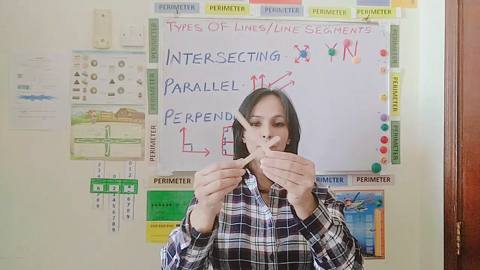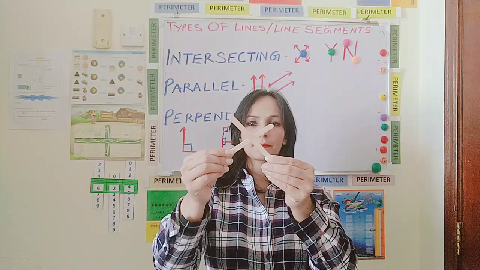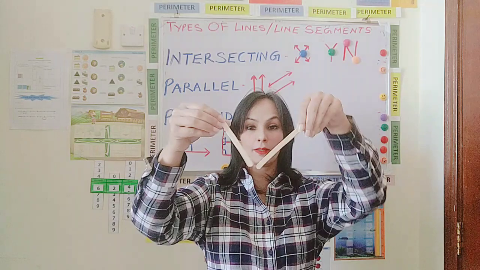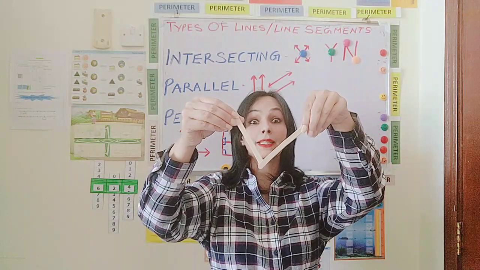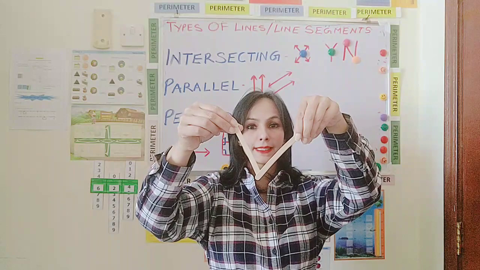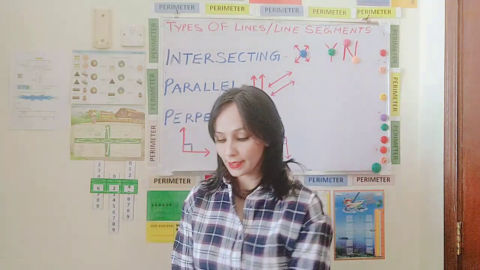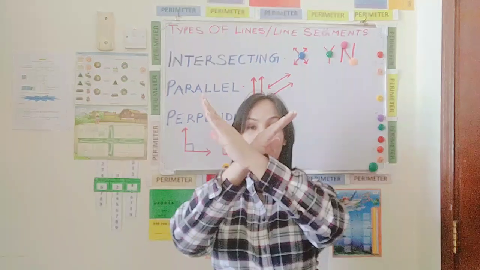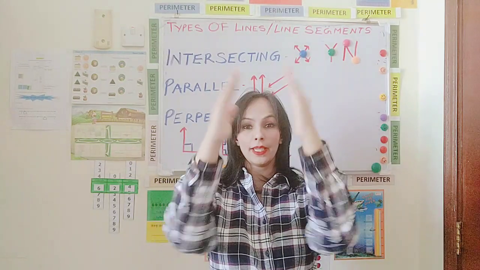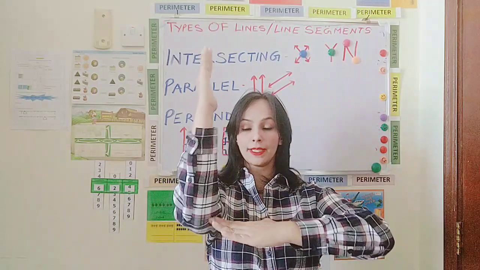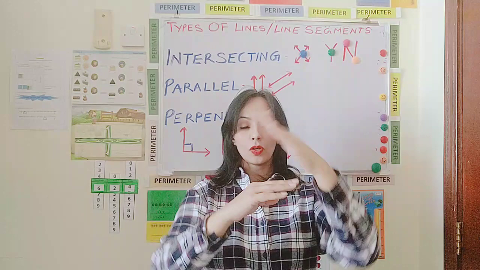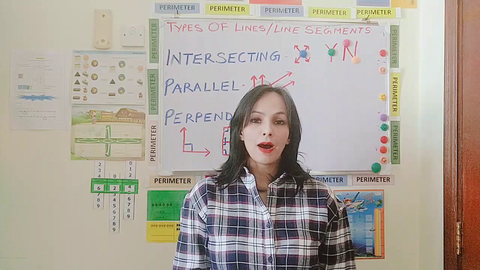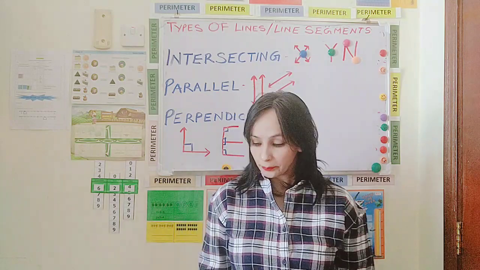So if you make them meet like this, like this, these are all examples of intersecting lines. Same way you can use your hands like this, like your letter A, V, your letter L, your letter T, E. So all of them are intersecting lines.